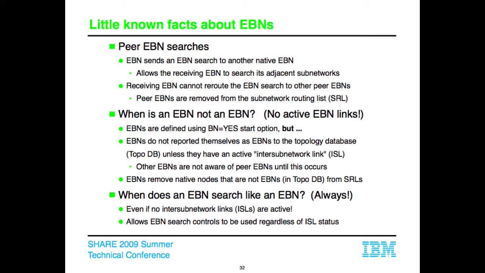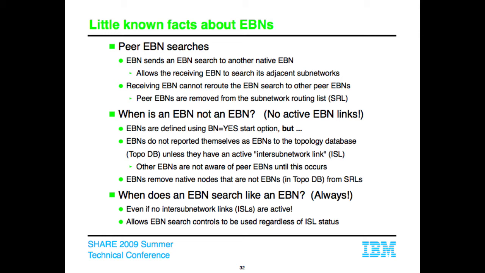Okay? When is an EBN not an EBN? And what I mean by that is, when can you display in the topology database, show me all the border nodes, and not see somebody who's coded with border node equals yes? When you code border node equals yes, it means that you're defined as a border node. But if you don't have any active links across APPN network boundaries, then you really can't act like a border node. So why would you want people sending you border node searches when you really don't have any network boundaries to search across? So that's the reason why. Border nodes do not report themselves as border nodes to the topology database until their first inter-subnetwork link is activated. As soon as they do, they'll send out a topology update saying, I'm a border node now. And everyone will start searching them as peer border nodes.